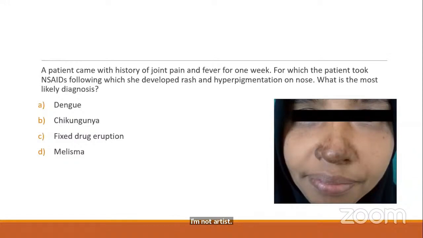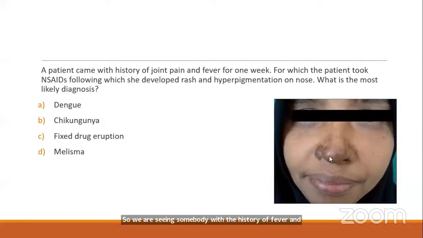No, it's not dengue. Yes, it is actually chikungunya. This is the classical sign seen in chikungunya infection called the chick sign, which is hyperpigmentation due to melanocyte proliferation occurring at the tip of the nose. So we are seeing somebody with a history of fever and joint pain and this classical chick sign.